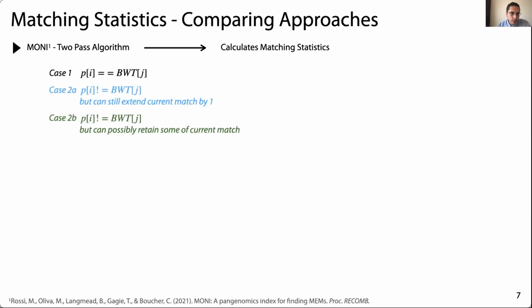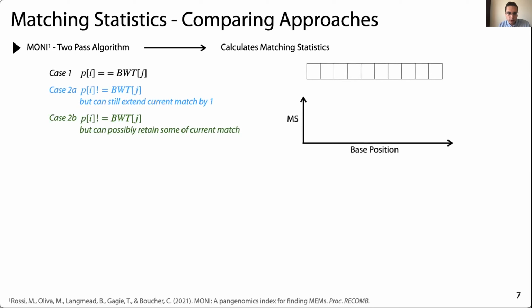The second case falls into 2 subcases. When the characters are not equal to each other, we can either still extend it, but we have to jump to another row in the Burrows-Wheeler matrix, or we can't extend it, but we can possibly retain some of the match.